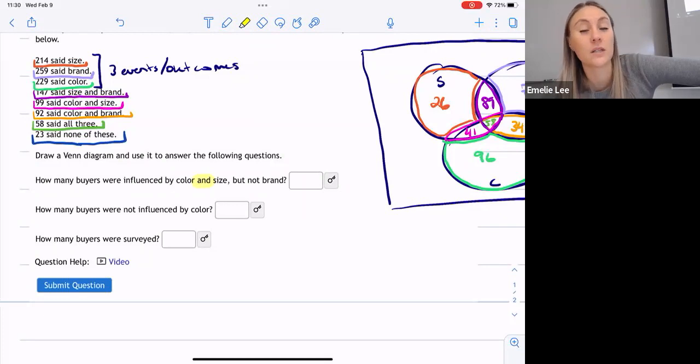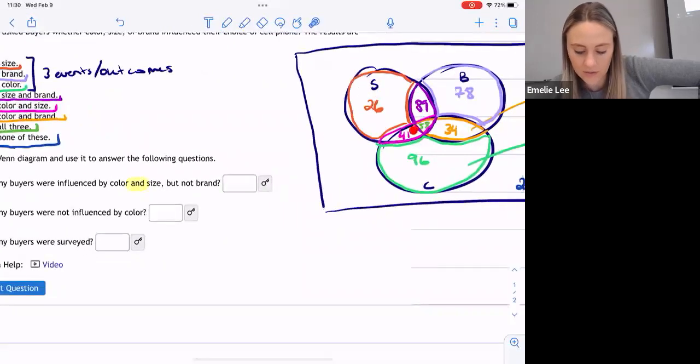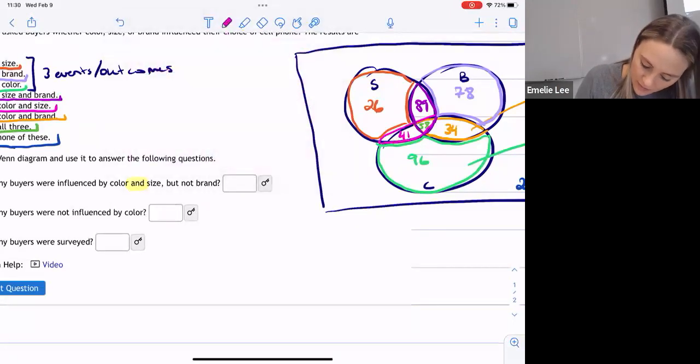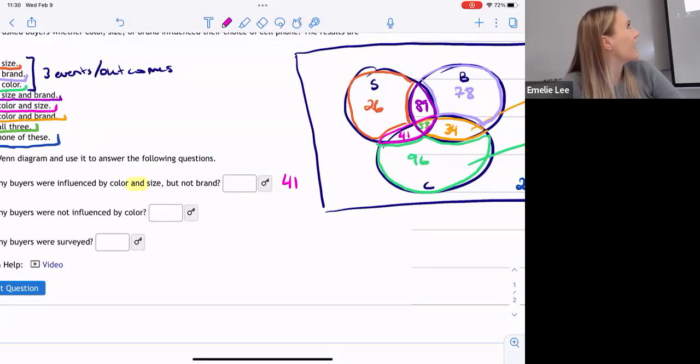But because it says color and size, the only time that that happens is here in this overlap. Make sure it's catching up here. So it's really laggy today, but so that's in this overlap. But then if they can't be in the brand, then we can just read the value, which is 41. Yeah, so when it's or, then you would consider all the areas that satisfy that, right? But when we say and, then it has to be both.